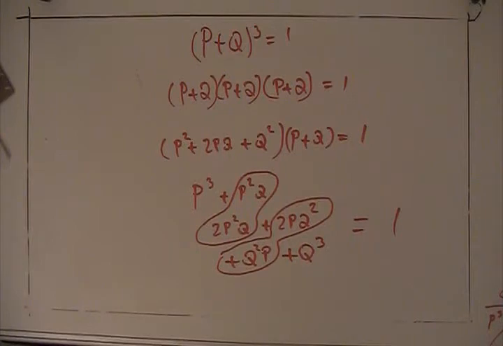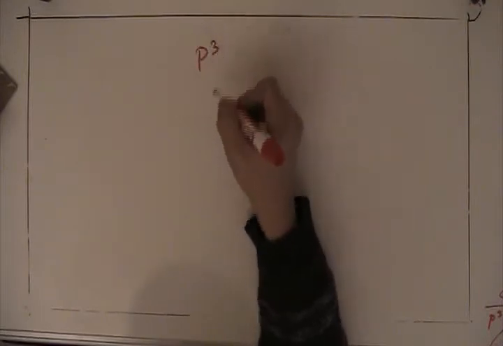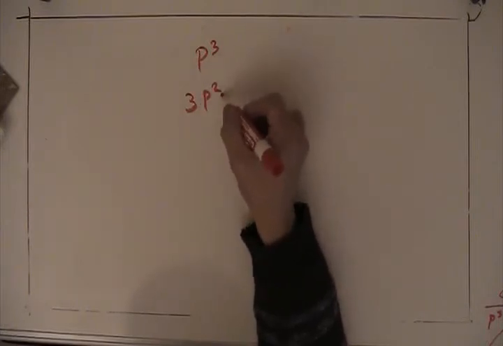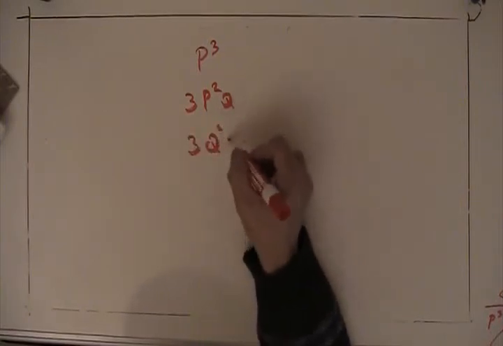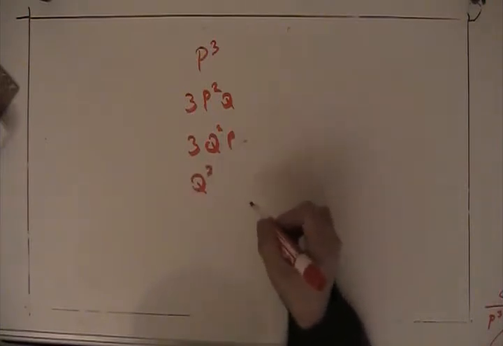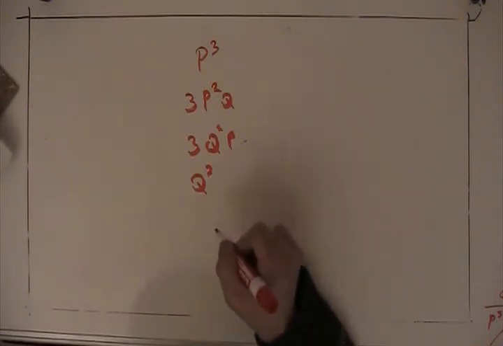Now let's arrange it so it's a little crisper and explain what it all means. Okay, when we lay it out, it will be P cubed, 3P squared Q, 3Q squared P, and Q cubed. Okay. And those will have to sum to 1.